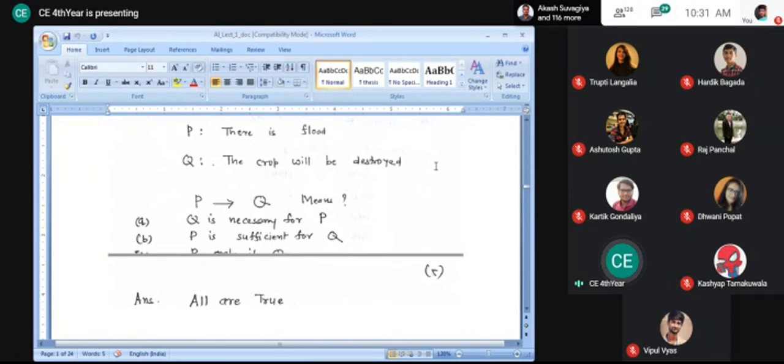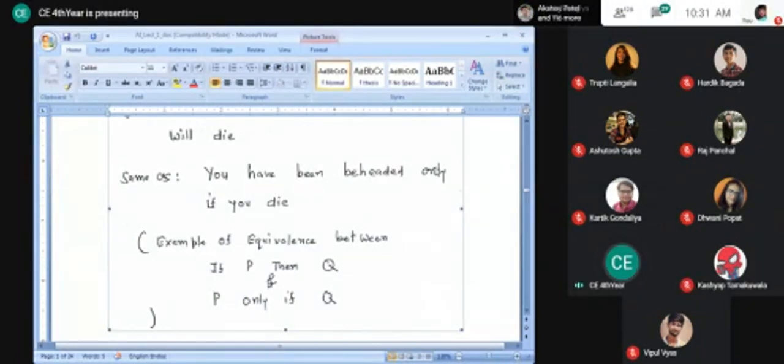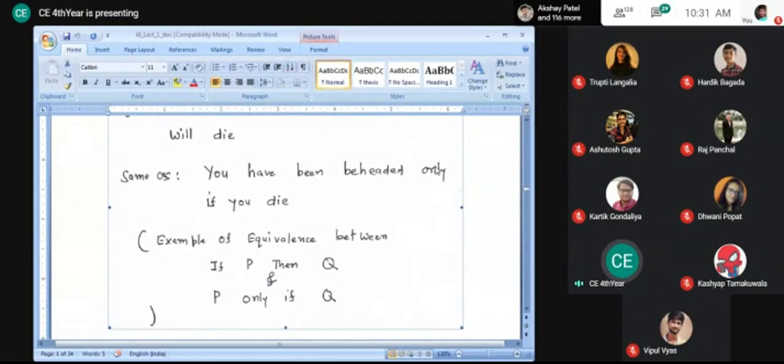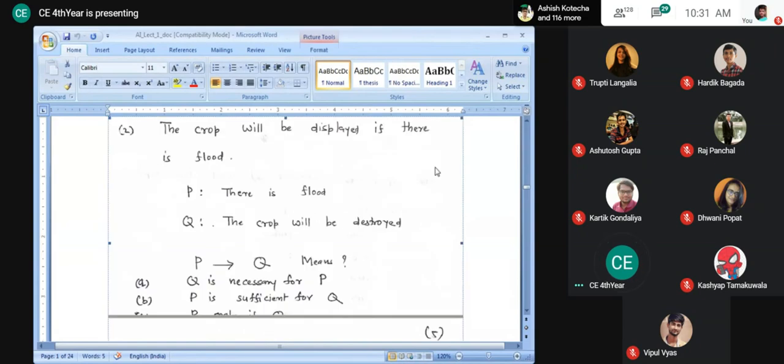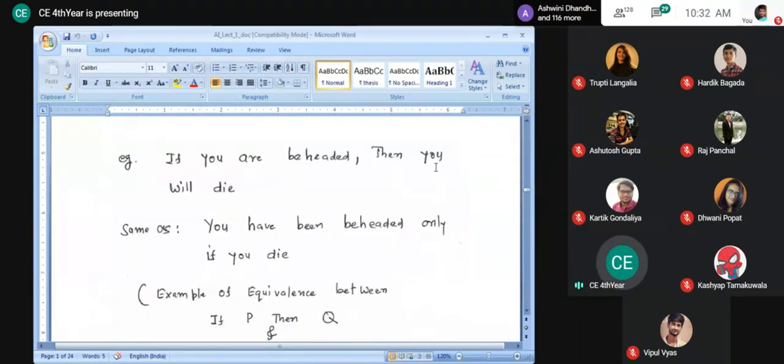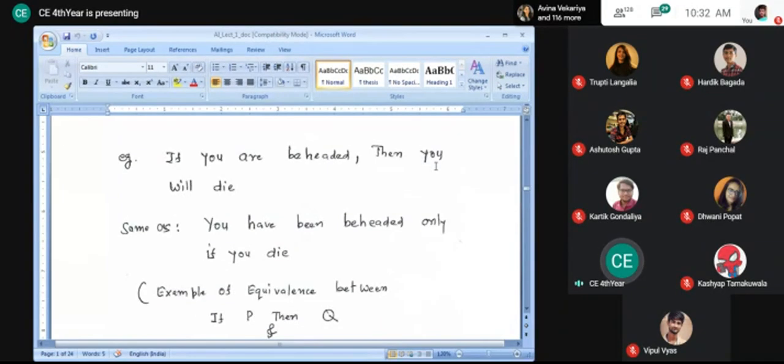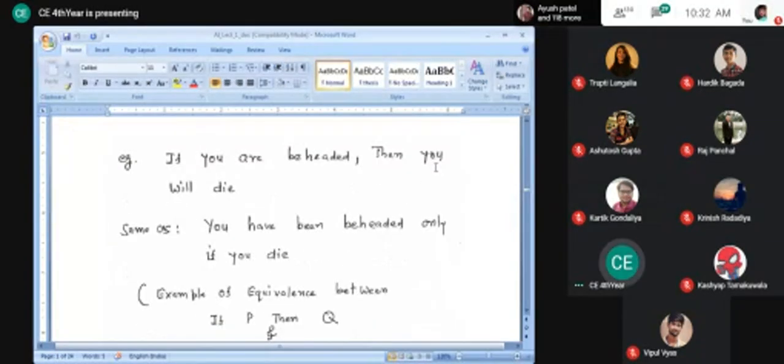A, B, D are correct. And option number C, P only if Q. Actually all the answers are correct. All four are equally meaning P implies Q. The option was scrolled down earlier by mistake. Yes, all the answers are correct. And here I'm just giving some examples.